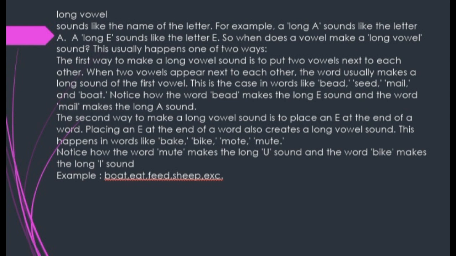The second way to make a long vowel sound is to place an E at the end of a word. Placing an E at the end of a word also creates a long vowel sound. This happens in words like bake, bike, and mood. Notice how the word mood makes the long U sound and the word bike makes the long I sound. Examples: boot, eat, feed, sheep, and so on.